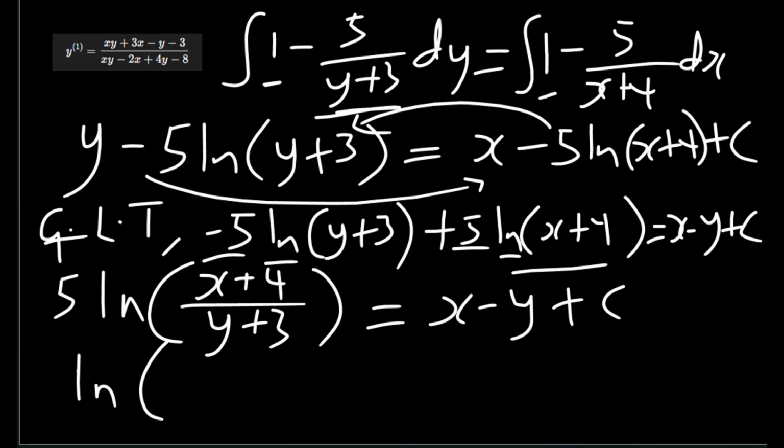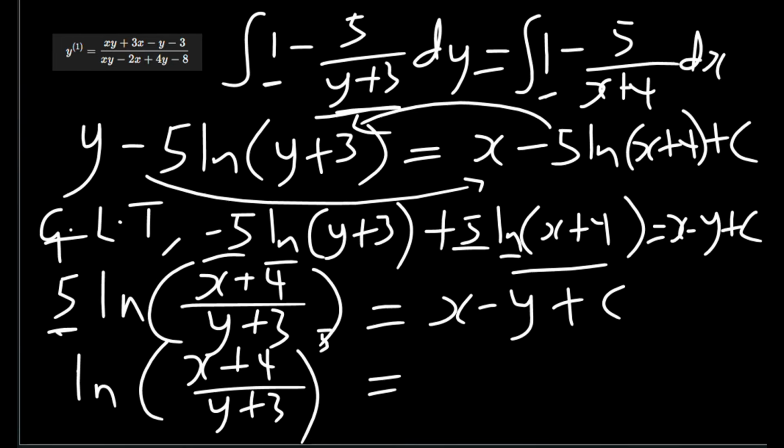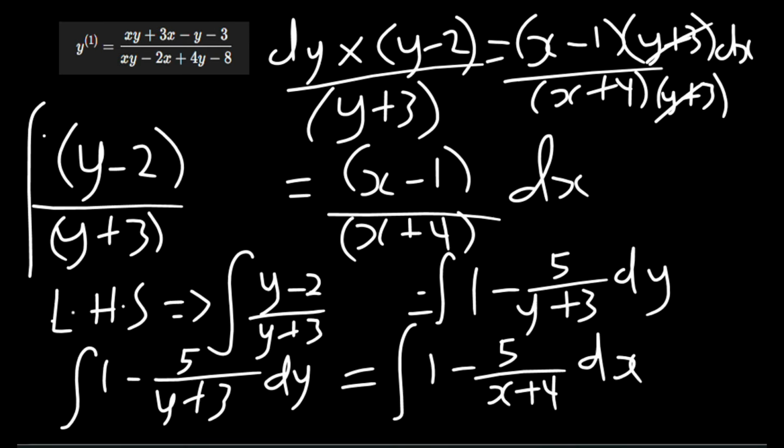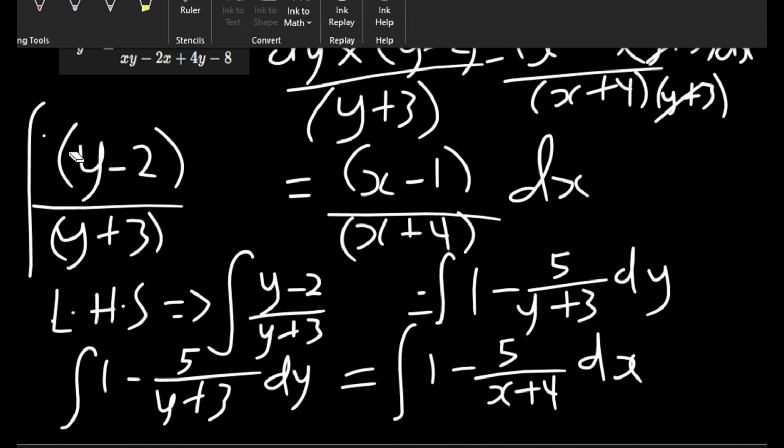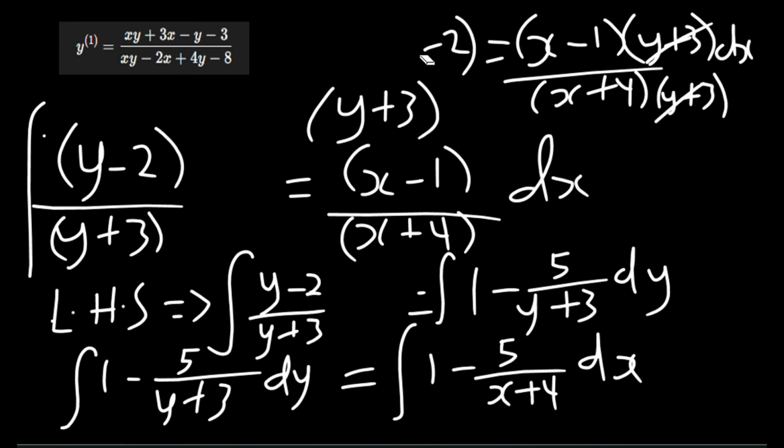So we have ln of ((x plus 4) over (y plus 3)), bracket goes to the power 5. So we send the 5 to the power. So this is supposed to be equal to x minus y plus c. Good. So now we can apply our exponentiation and then make x and then y stand on their own.